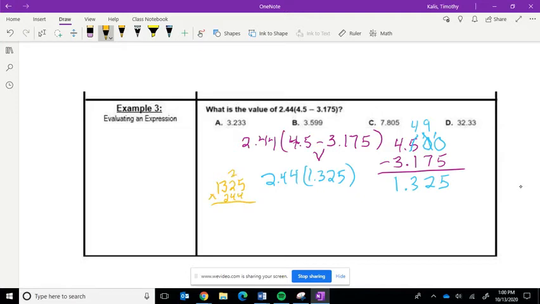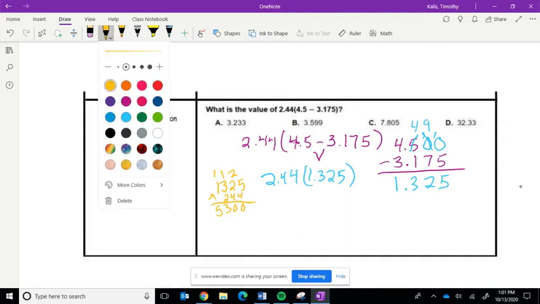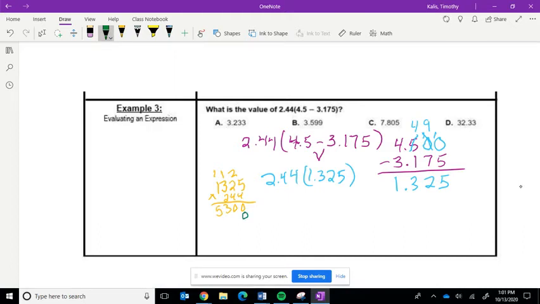4 times 5 is 20. Carry the 2. 4 times 2 is 8, plus 2 is 10. Carry the 1. 4 times 3 is 12, plus 1 is 13. 4 times 1 plus 1 is 5. Then, I'm going to cross these out, just to help me organize.